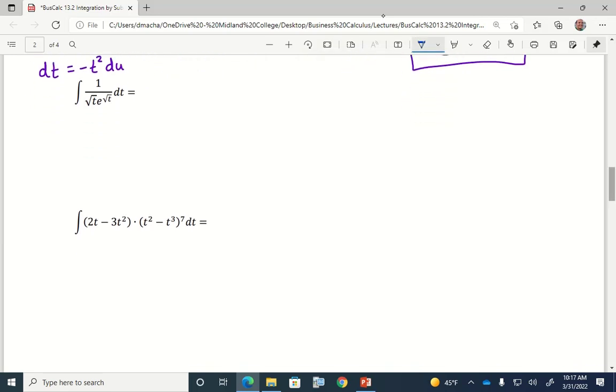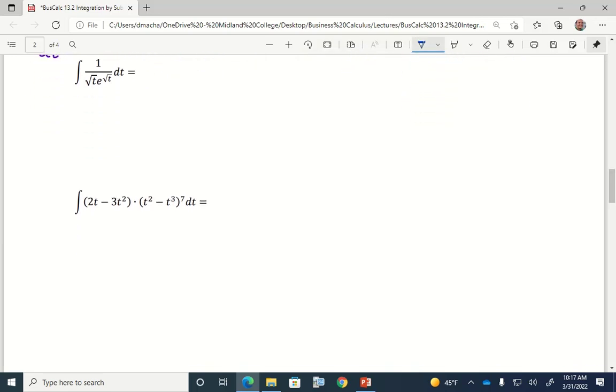Now, our new example is the one that Cyrus likes. What should I choose for my u? The square root of t. Yep, good choice. Square root t. So that means that du dt is 1/2 t to the negative 1/2. Perfect. 1/2 t to the power negative 1/2.